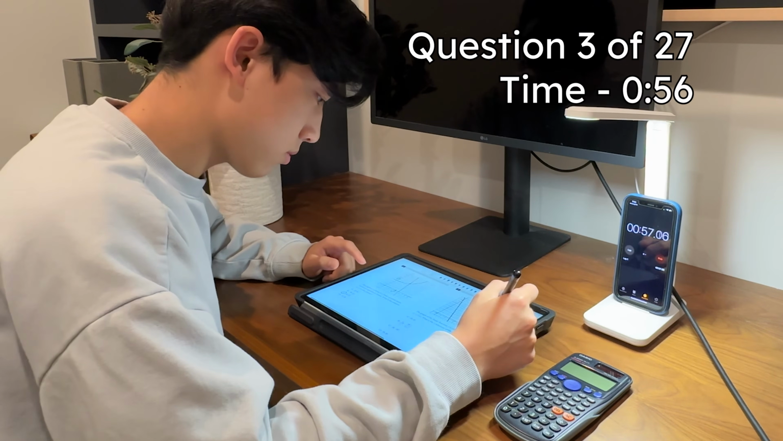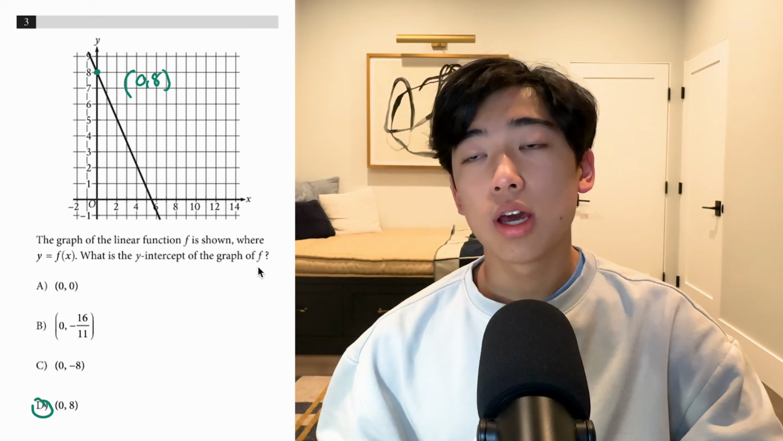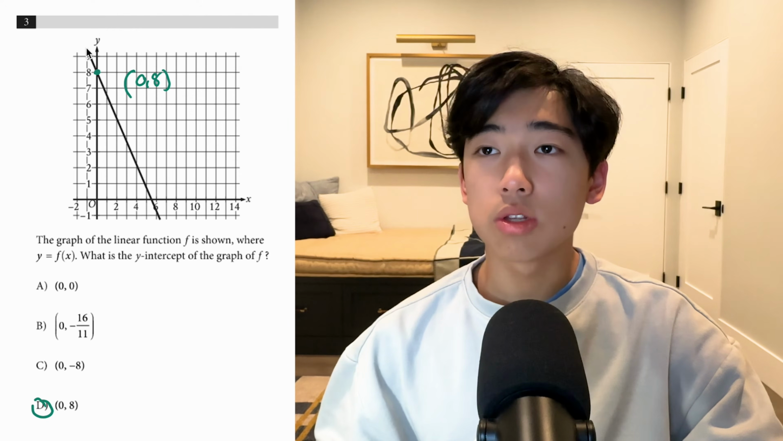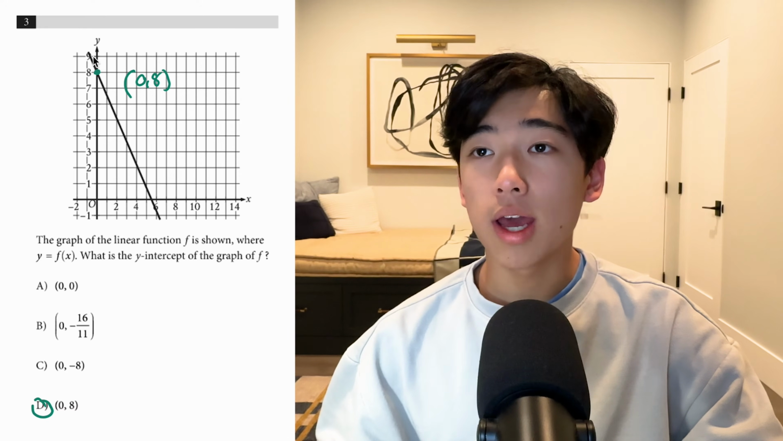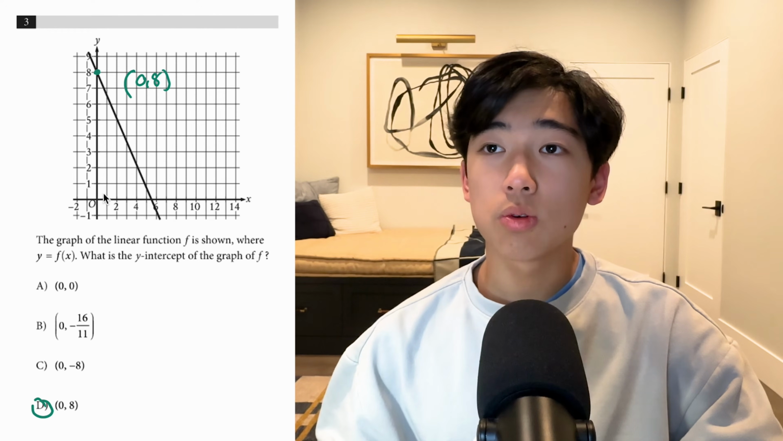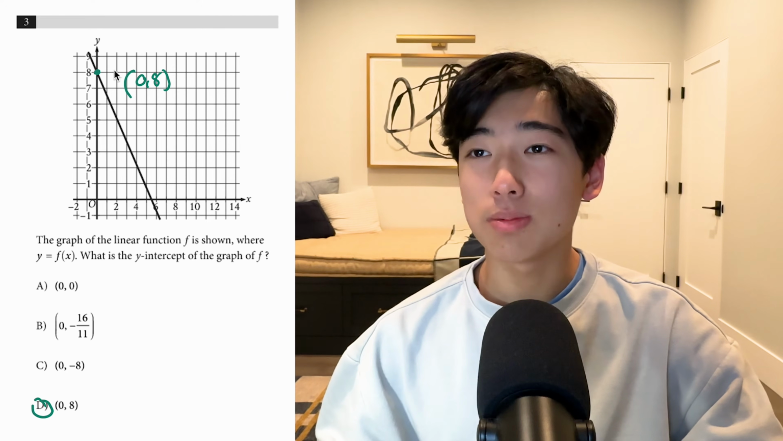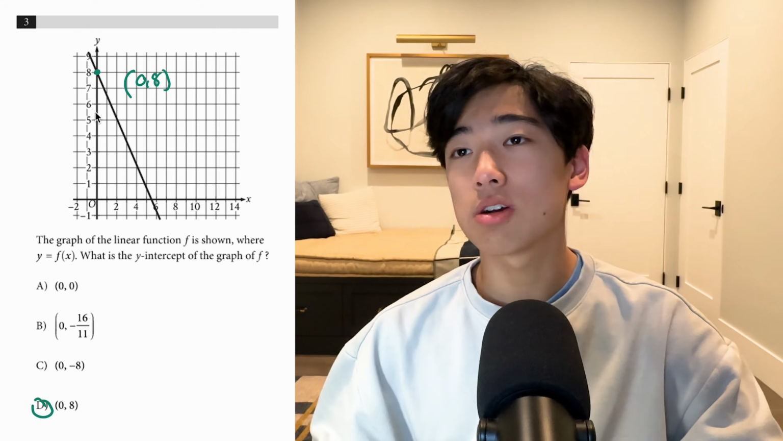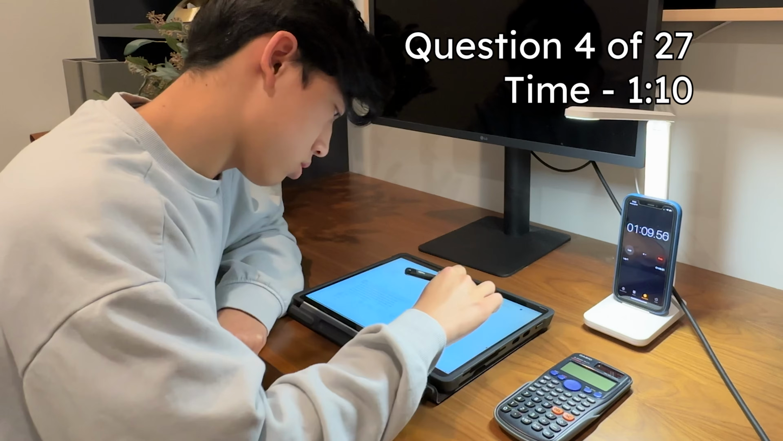Same here, looking for the y-intercept. Just basic knowledge, the y-intercept is where the line intersects the y-axis or the vertical bolded line. So this would be 0 and 8, where x is 0 and y is 8, so that would be D.